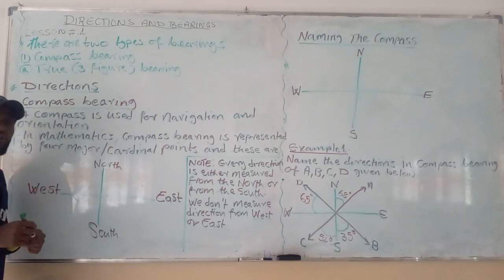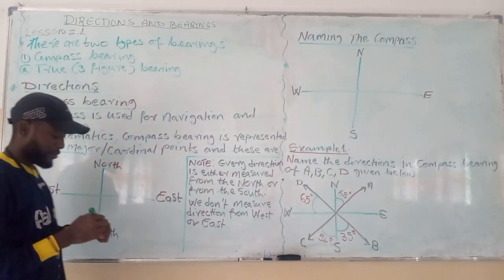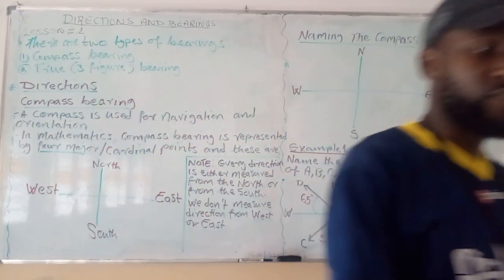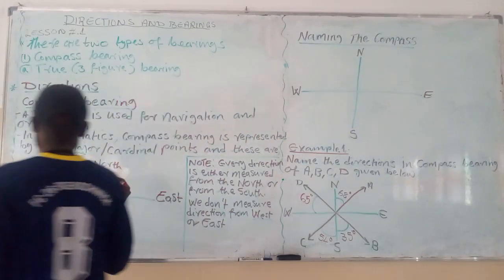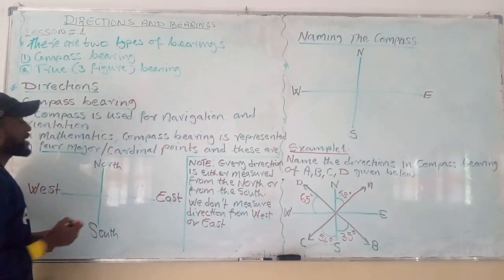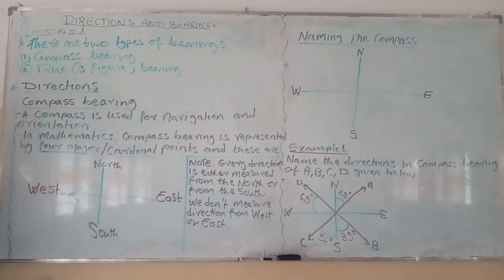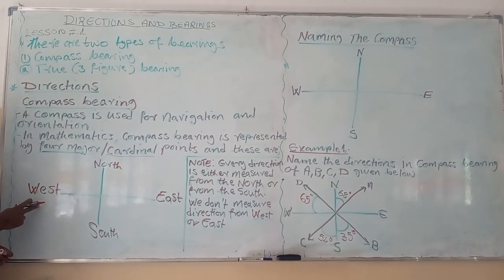Now, here we are simply talking of the four major cardinal points. These 4 major cardinal points are what we call the directions. In mathematics, we have 4 of them. And what are these 4? We have the north, the east, the south, and the west. These are the 4 cardinal directions, okay, points.